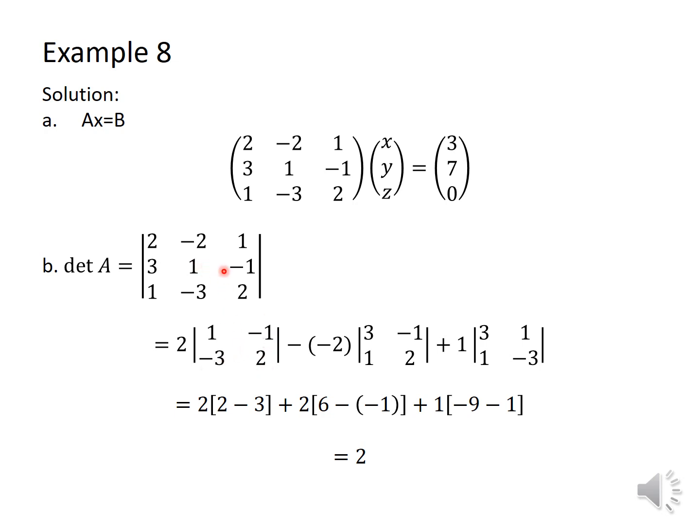And for the second element, it is negative 2. And the sign for the second element is negative. Still the same method, you close the whole first row and the second column. So we have 3, negative 1, 1, 2, and you put a cross. And same for the third element. And you calculate. So this is the answer for the determinant of A.